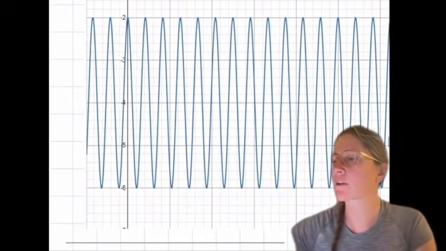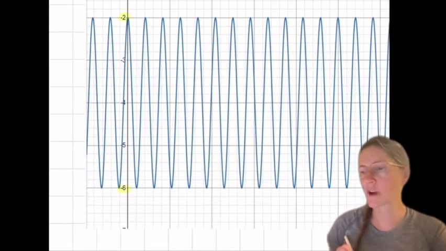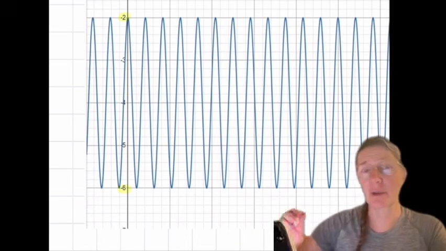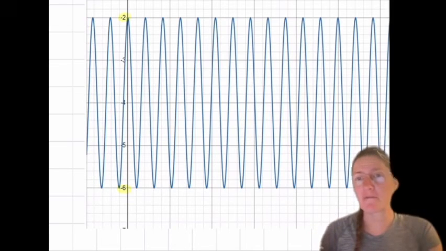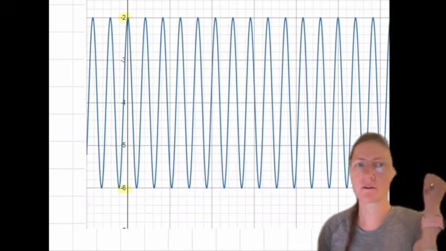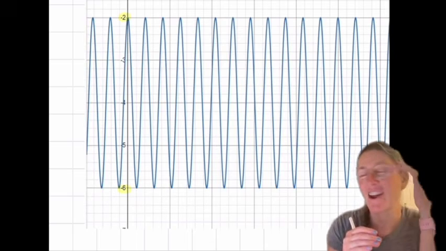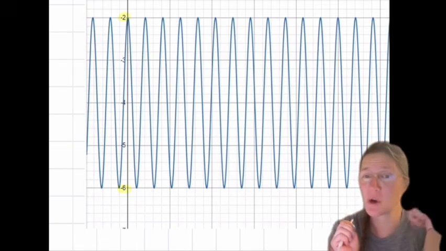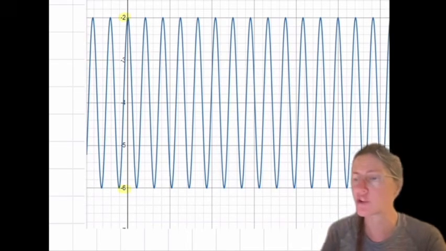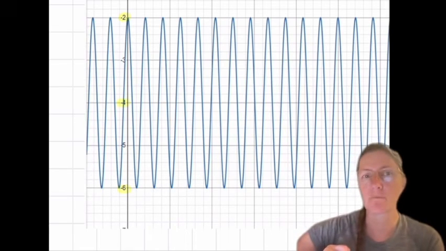Looking at this, you see that it goes from -2 to -6. So the total there is going to be -6 plus 2, which is going to be 4. So from amplitude high to amplitude low is going to be 4 as the whole range, and then half of that would be 2. And the midpoint between here is then -4.